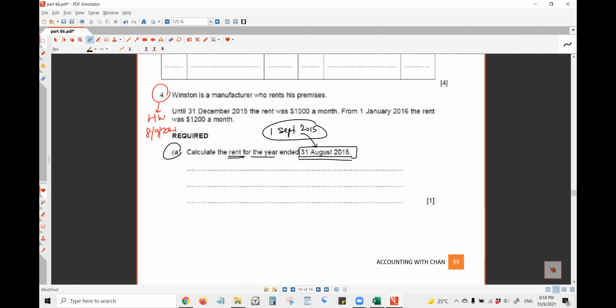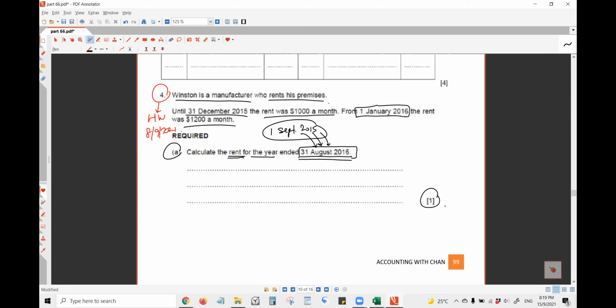So it's asking you how much rent you should pay during this period. Okay, how much rent you should pay during this 12-month period. It's a 1-mark question because it's very easy. Winston is a manufacturer who rents his premises. Okay, so Winston has to pay for the rent until 31st December 2015. The rent was 1,000 a month. From the next day onward, rent becomes 1,200 per month.